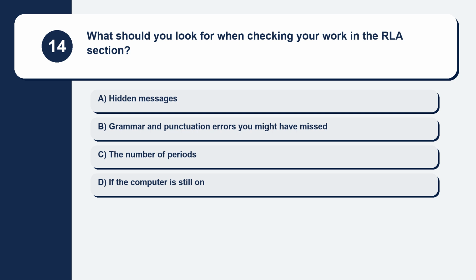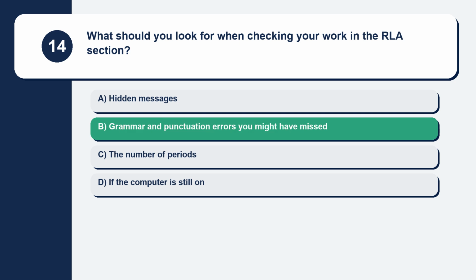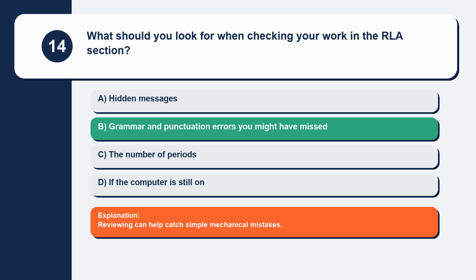Question 14. What should you look for when checking your work in the RLA section? Hidden messages. Grammar and punctuation errors you might have missed. The number of periods. If the computer is still on. Reviewing can help catch simple mechanical mistakes.